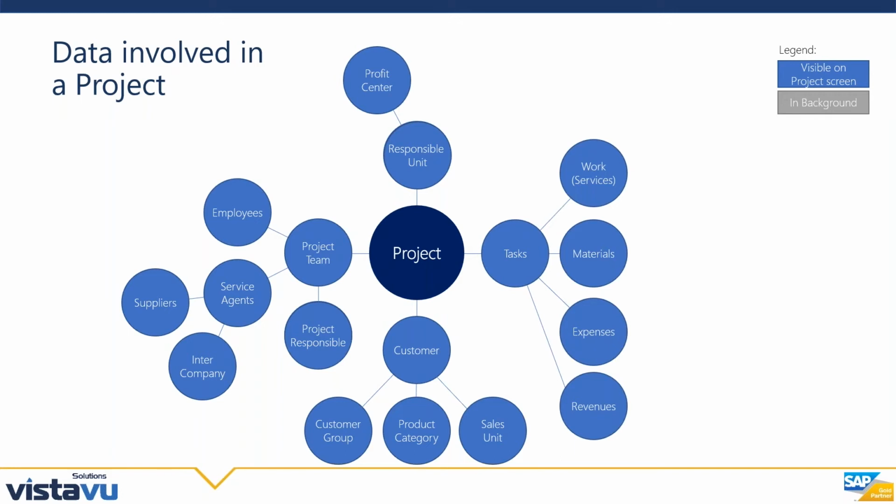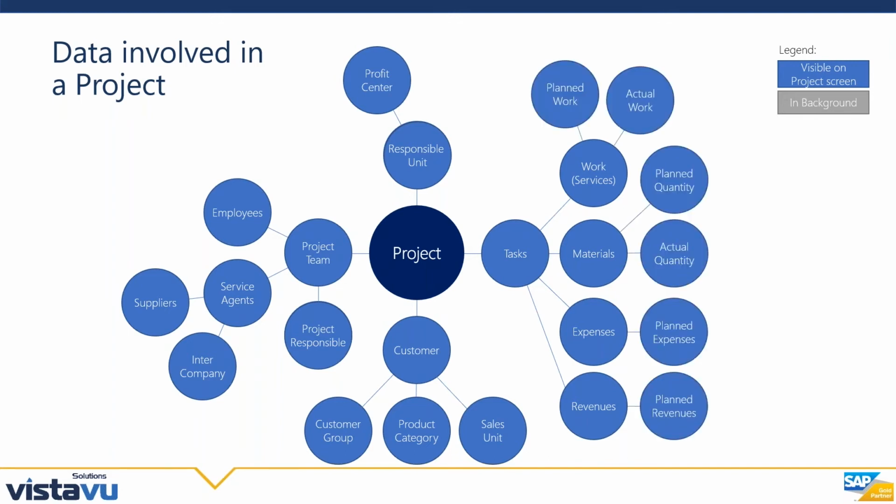Work is really where all of the services that the project team is going to perform gets defined and tracked. Then there's also materials. So if you were consuming materials as part of the delivery of the project, that can be tracked as well against those tasks. And then there's also the ability to track expenses against the tasks and projects, as well as revenues.